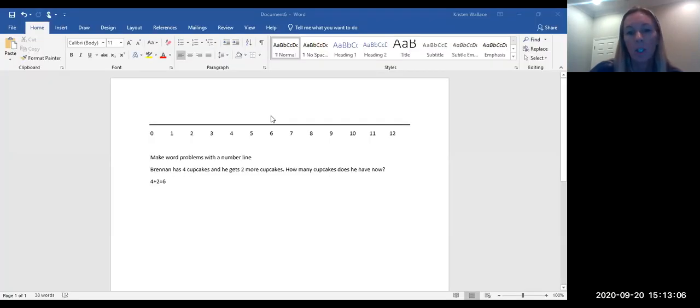So I'm going to share that screen with you. And you can see here our open number line. And then here's our example from yesterday. Brennan has 4 cupcakes and he gets 2 more cupcakes. And we're going to go ahead and make those jumps. 1, 2, and 4 plus 2 makes 6. So please, on every single problem that you're making, make an open number line for it.